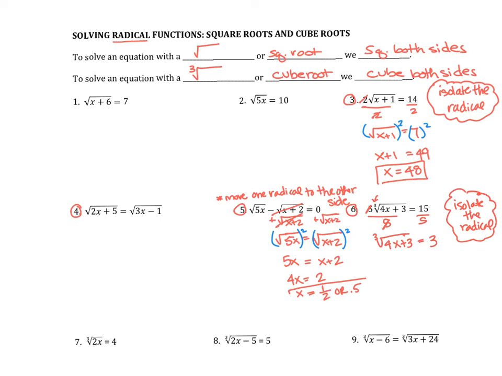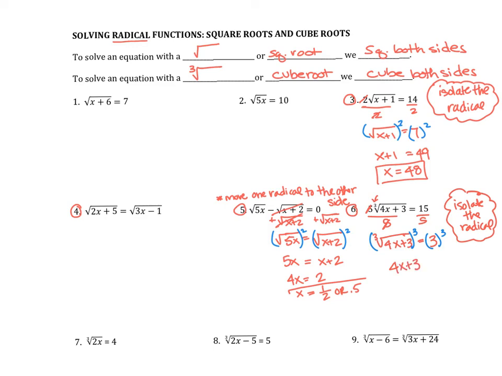So now I'm ready to solve this. I want to get to the 4x plus 3, but right now it's underneath the cubed root. So I need to cancel my cubed root. I can do that by cubing both sides. When I cube a cubed root, they cancel each other out, and I'm simply left with the 4x plus 3.